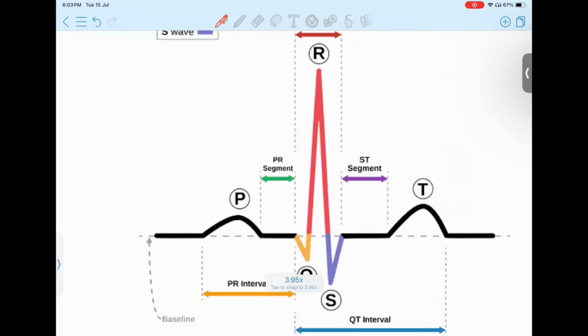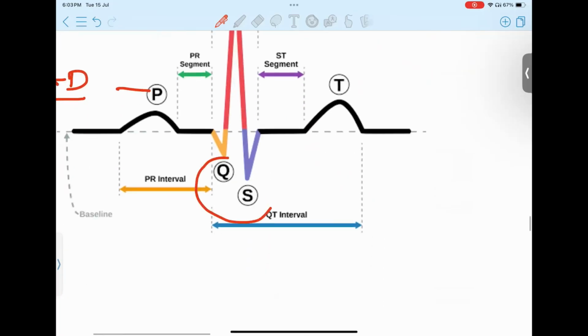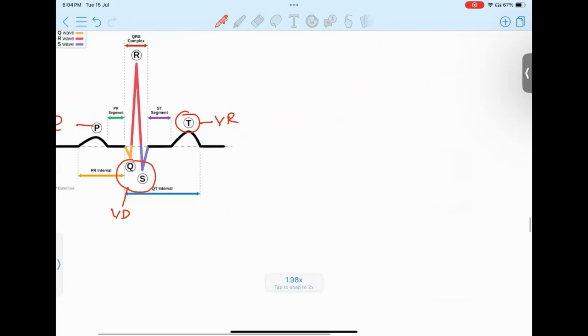And what are the waves that we have to remember? The P wave is for your atrial depolarization. The entire QRS complex is for your ventricular depolarization. And your T wave is for your ventricular repolarization. This is the basic thing for the entire ECG. You can watch the videos on my YouTube channel. Two videos are available. Please go through part 1 and part 2 for your examination.